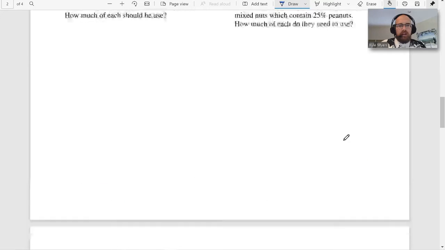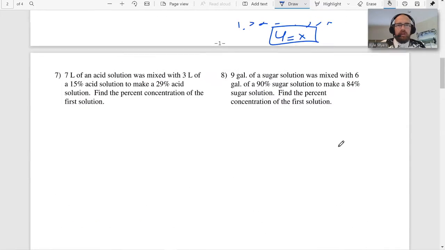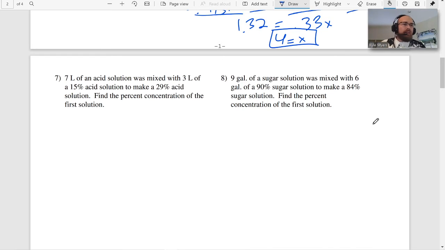Number 6, I got 4. Yeah, 4 milligrams. Okay, cool. So let's go ahead and round off the last couple here. These last 2 should be the hardest ones, but they aren't necessarily the hardest ones.